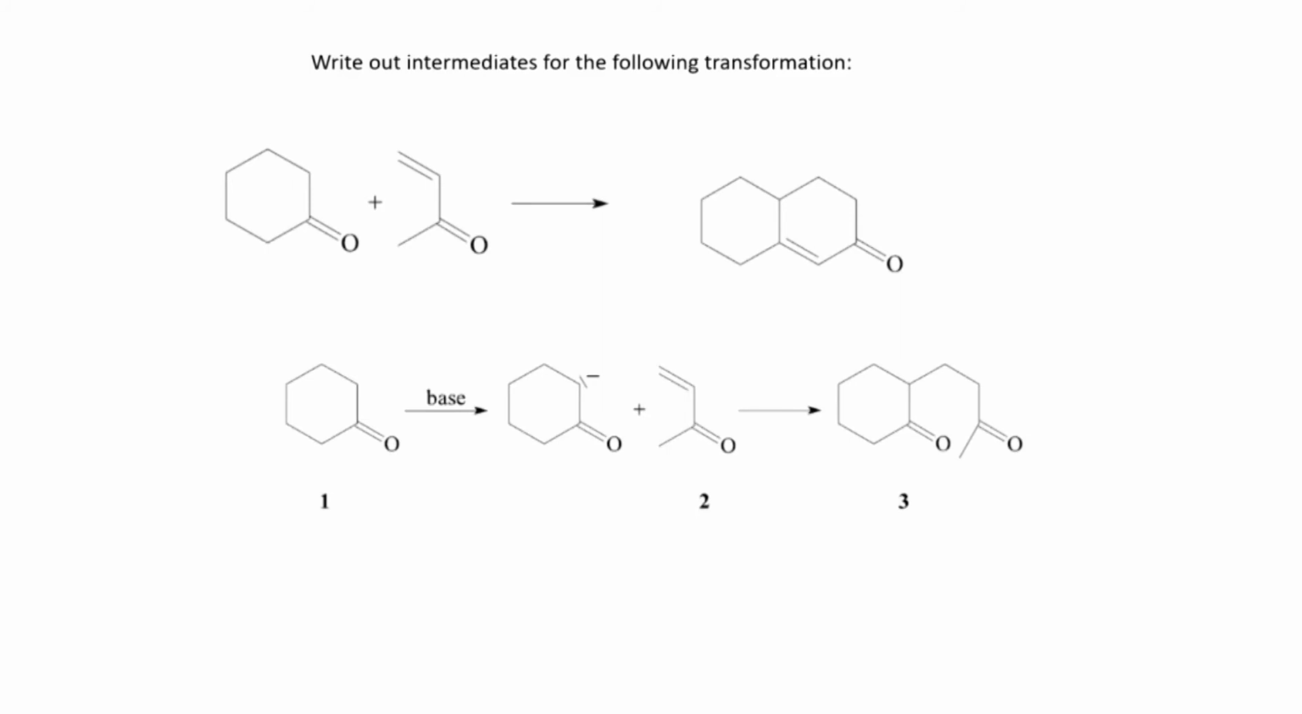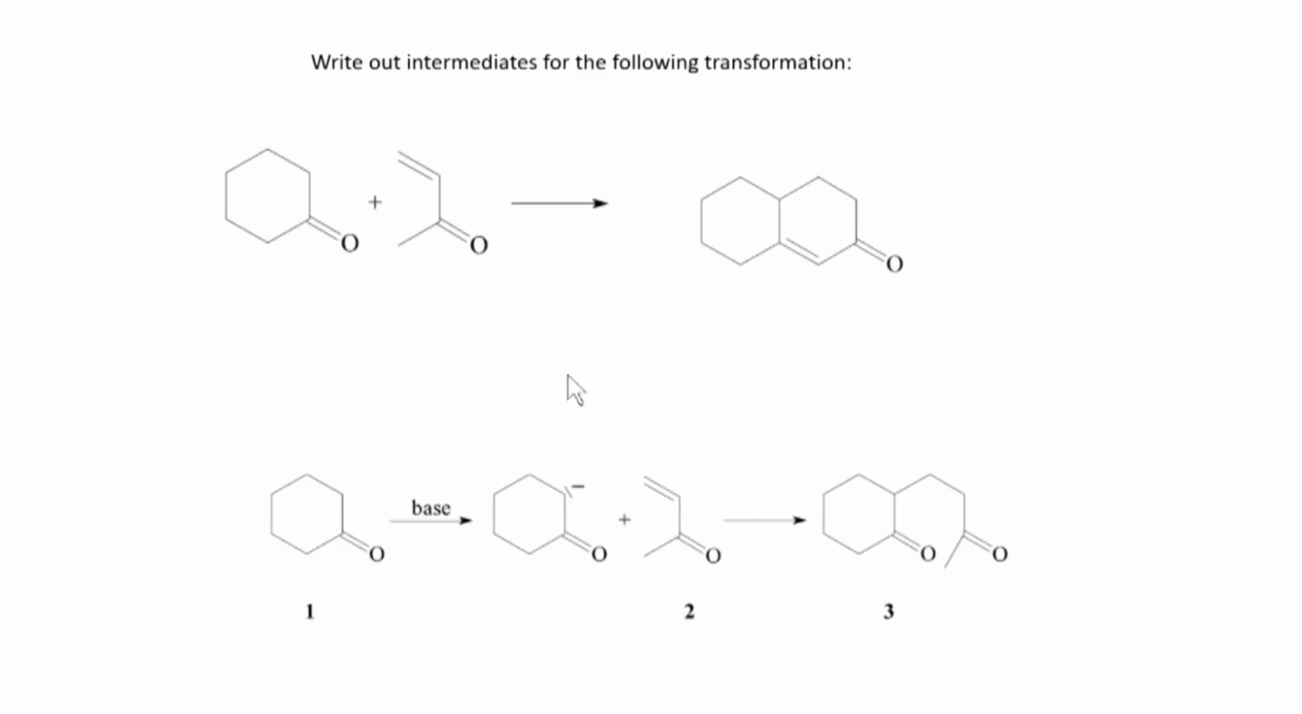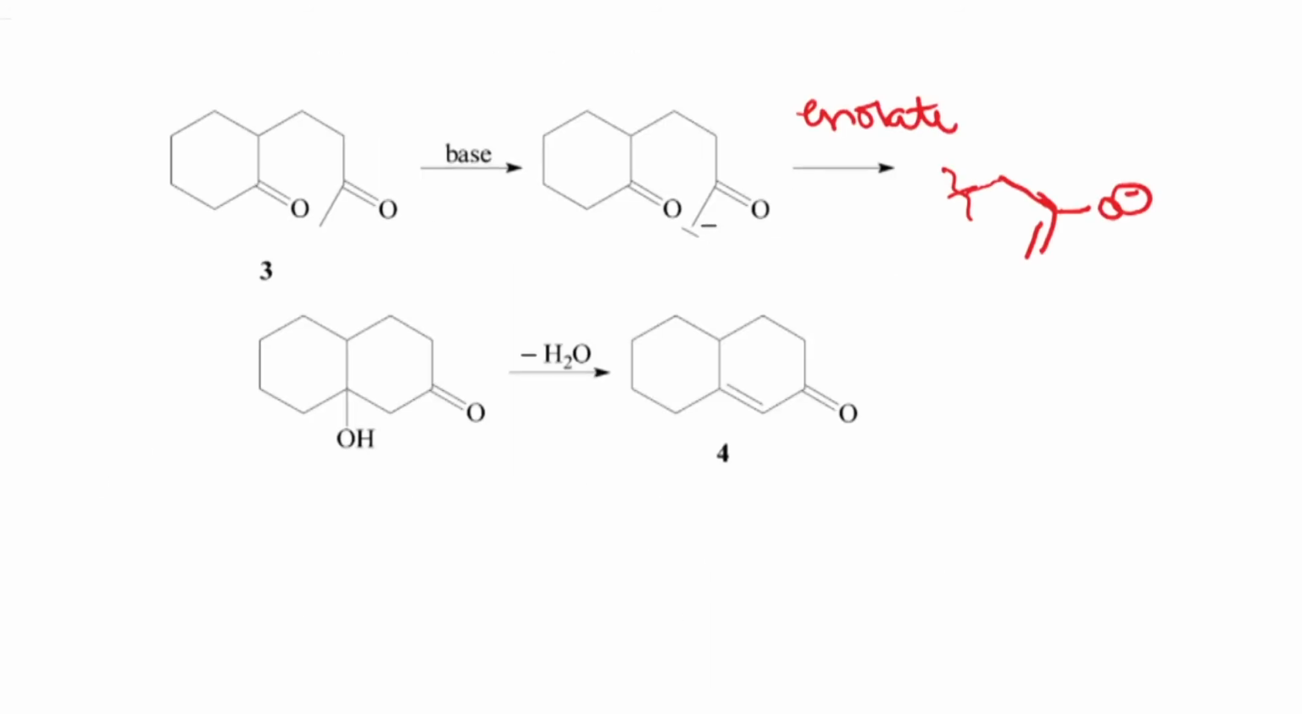Now, moving on to the next question here, write out the intermediates for the following reaction. So straight away, if you look at it, the first step here is the deprotonation of the cyclohexanone, which gives you this carbanion. And the carbanion does a conjugate addition to give you this compound 3. And compound 3 now is in a great position to actually form a cycle.